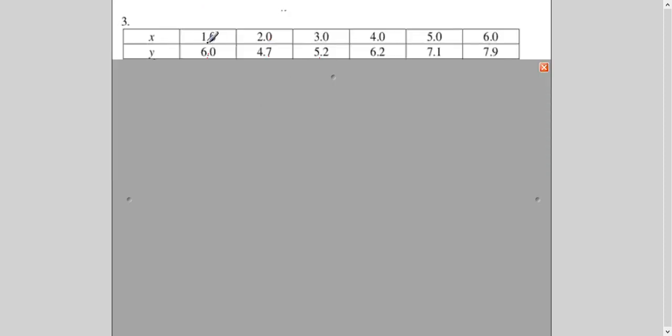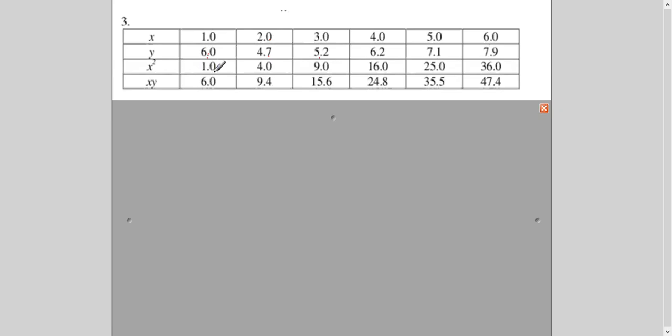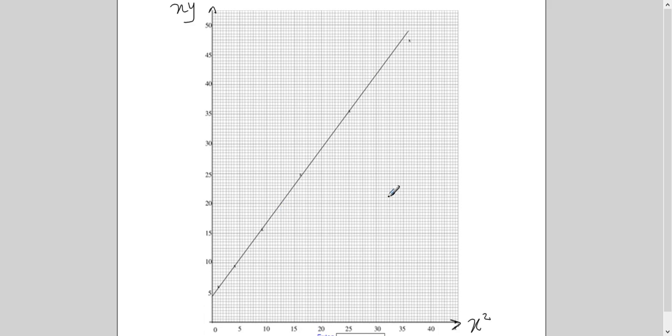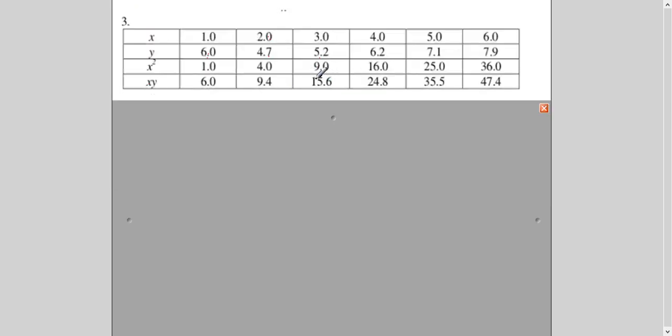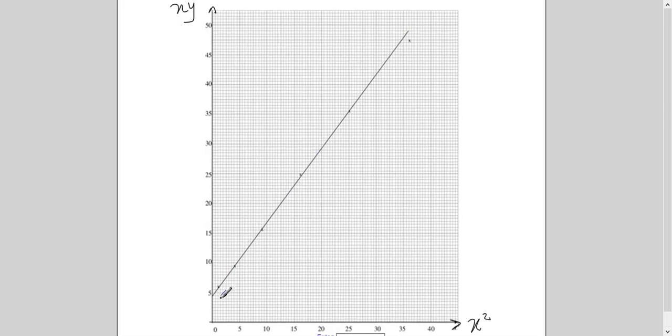Let me show you. I have made it here. This is x square, squaring each number, 3 square, 4 square, 5 square. And xy means multiply: 1 times 6 is 6, 2 multiplied by 4.7, 3 multiplied by 5.2. So you will get new values and you will plot these values here. And the scale is given to you. Please be very careful: whatever scale is given to you, use that scale. If it is not given, then your choice depends on the values you get here. But right now the scale is given, so you draw this scale, and based on that scale, you will draw your line.